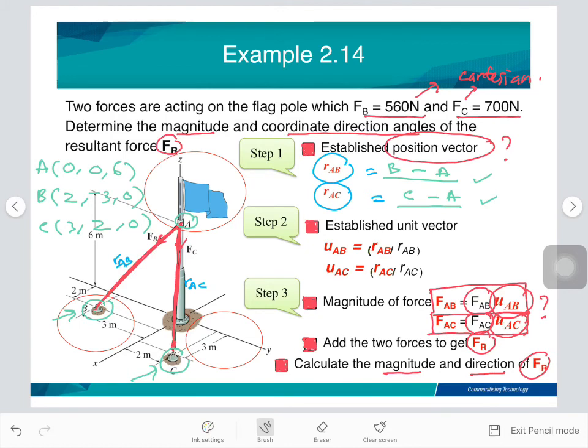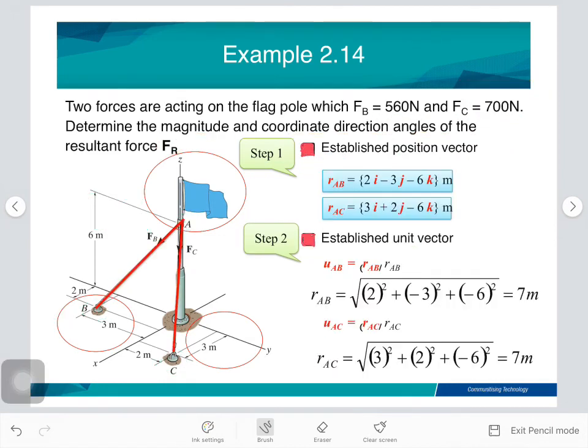Okay, next, you need to determine the unit vector. Before that, after you get the vector RAB and RAC, you need to determine the magnitude. Usually, we write the magnitude RAB like this, and then the magnitude RAC like this. After you determine the magnitude, you can establish the unit vector AB and unit vector AC. Then the third step, you can solve how to express the force in Cartesian.